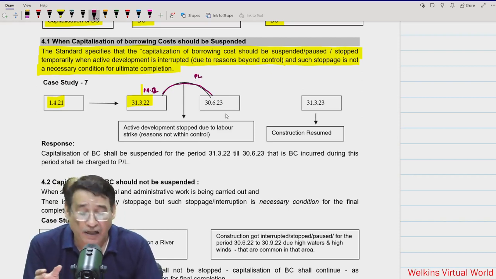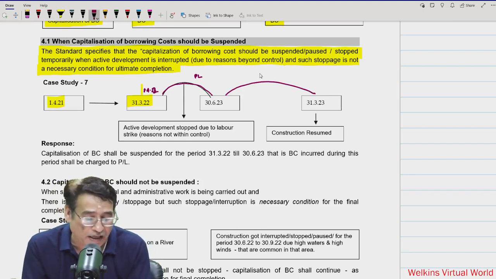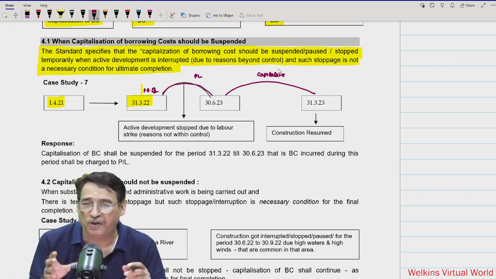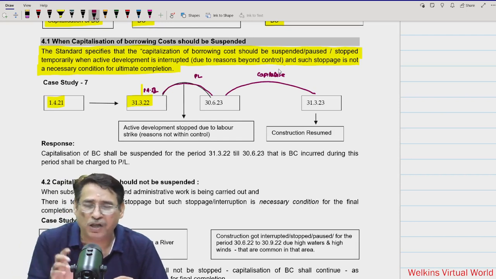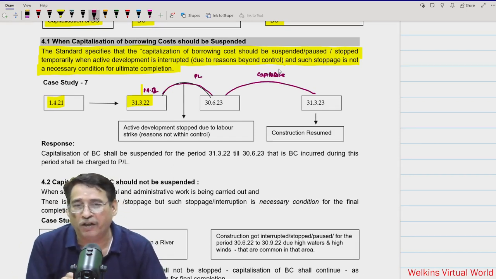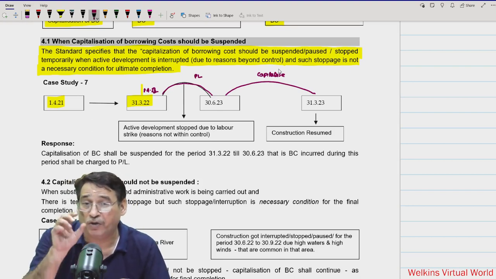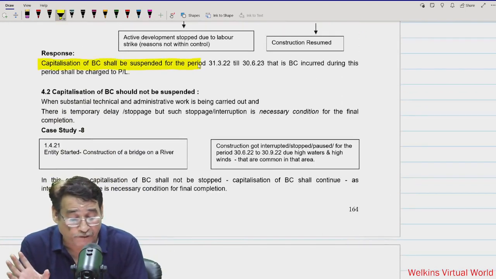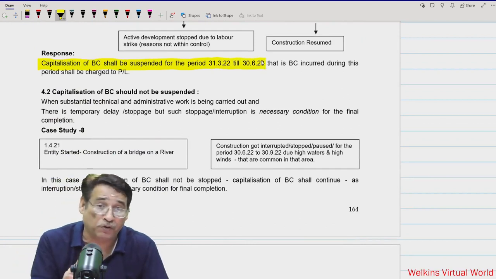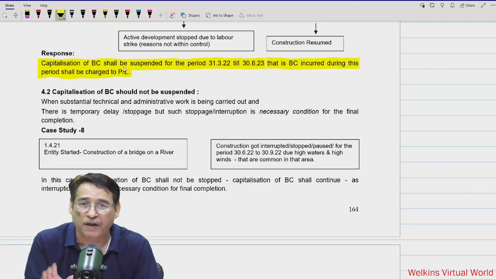Correct? And let us say after this particular date, the construction resumed and it continues till 31-3-2023. So once again, we will capitalize the borrowing cost. Is it clear to you or not? So the point here is that sometimes the construction activity is temporarily stopped, and if it is stopped or interrupted due to reasons which are not in our control, in that case, during this particular period or phase, we are not going to capitalize the borrowing cost, rather we are going to charge it to profit and loss account. So here I have written also that capitalization of borrowing cost shall be suspended for the period 31st 3 2022 till 30th of June 2022. That is, borrowing cost incurred during this particular period will be charged to profit and loss account.